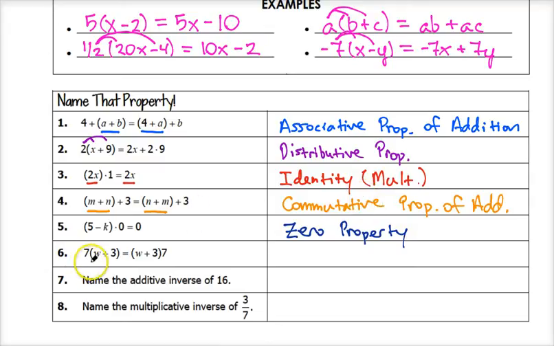Here I have 7 times the quantity w plus 3, and I'm saying that's equal to the quantity w plus 3 times 7. So I switched the order on these, and whenever you switch the order, that's commutative property, and this is actually the commutative property of multiplication. I just switched the order of what was being multiplied.